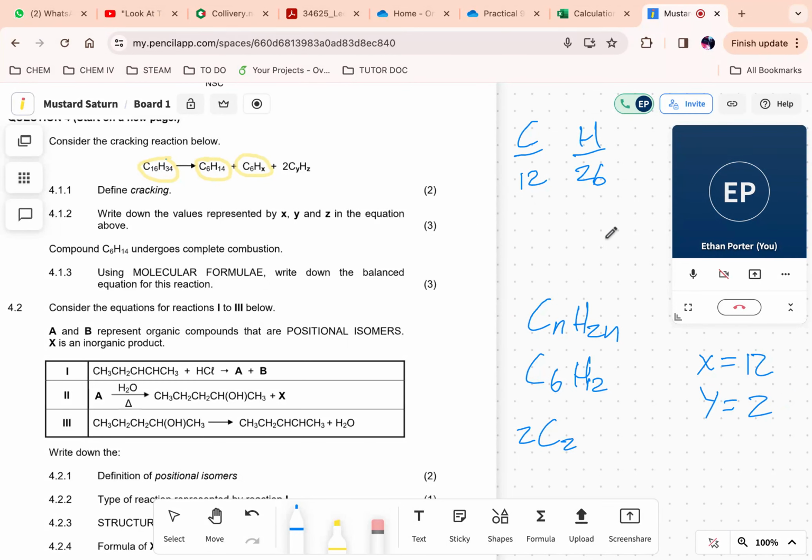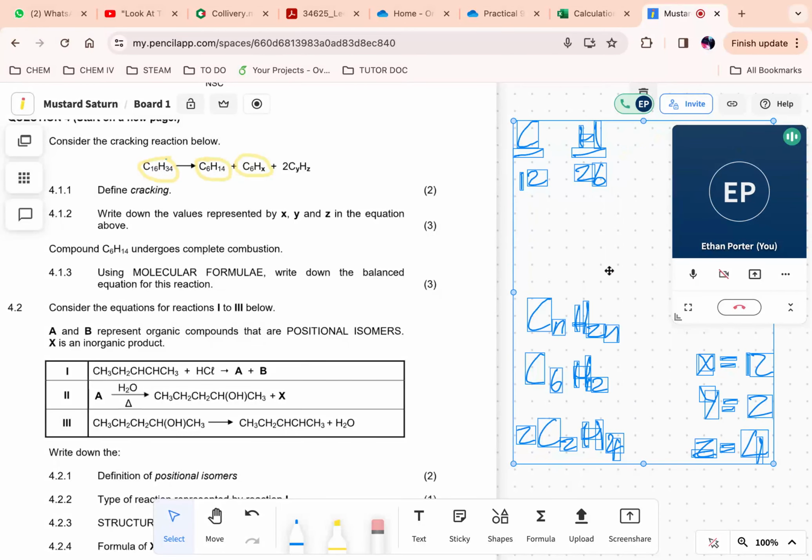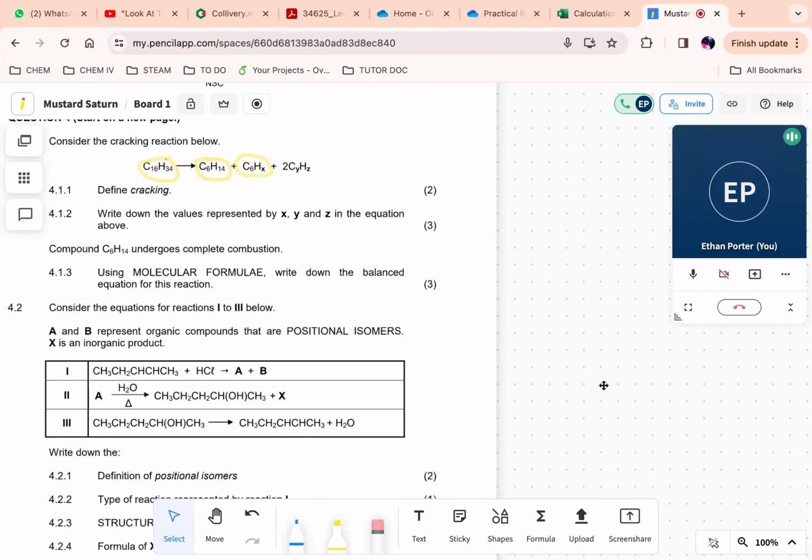And then hydrogens left. We started off with 34 and we've used 26. That means we have 8. And since there's a 2 outside, that means 4. So H4. So this is an alkene as well. And that means Z is equal to 4. With some of these, you just gotta try it out and see what works. It's okay to make an initial assumption, even if it's wrong. That's fine. But yeah, moving on to the next question.